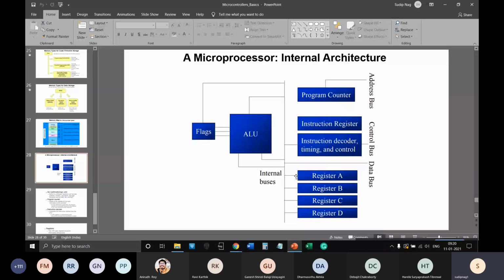This concept is very important. So you have to correlate or basically construct in your mind the relationship between the memory and the microprocessor, and within the microprocessor, how the things are going to operate.